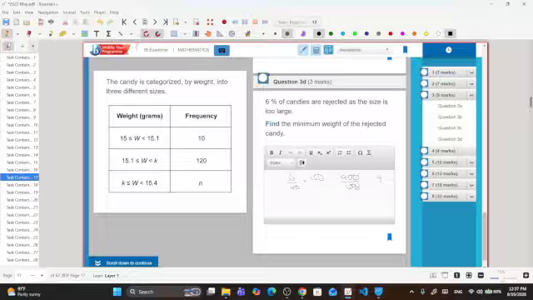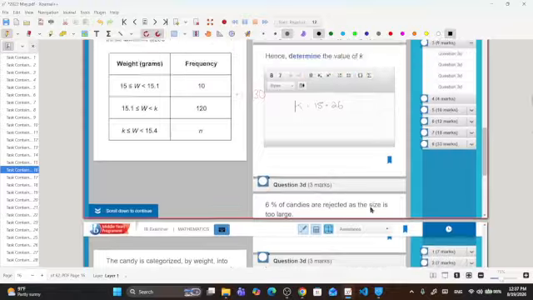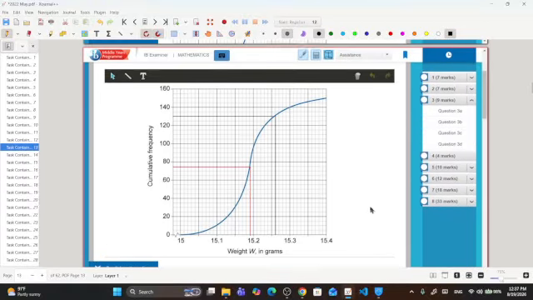So essentially speaking, only 9 bars are rejected. So the non-rejected cutoff can be found as 150 minus 9, that equals 141. So the 141 candies are essentially accepted. So only 9 of them are rejected. But in order to find the weight, we have to use the frequency curve. So we go above and let's see where 141 is. 141 is present somewhere around here.